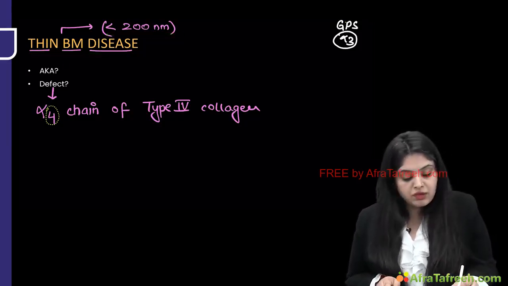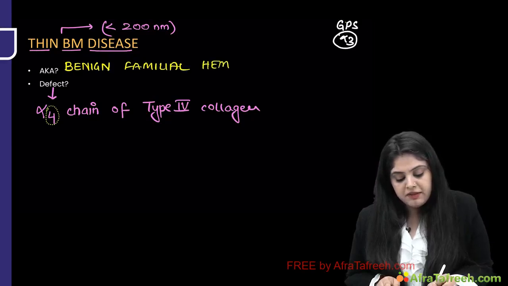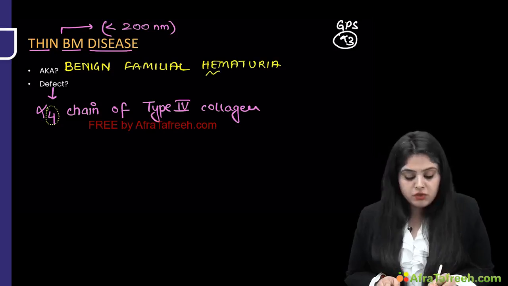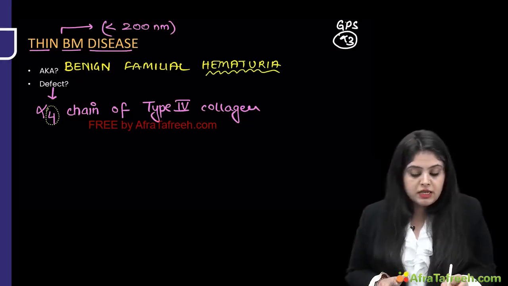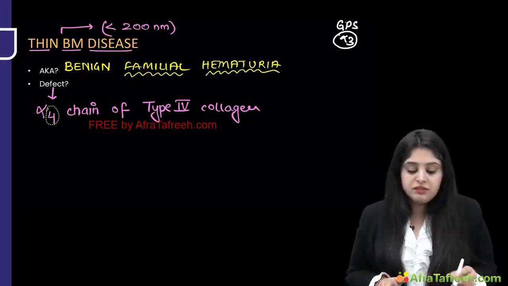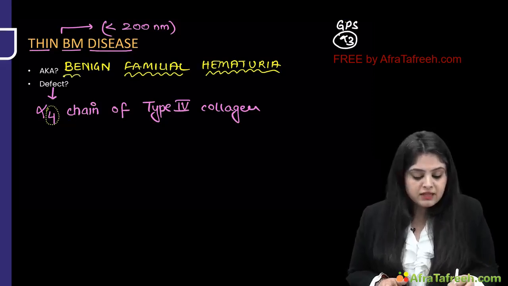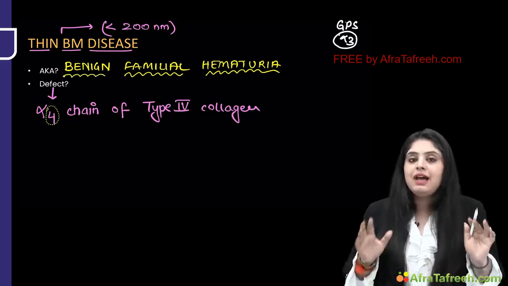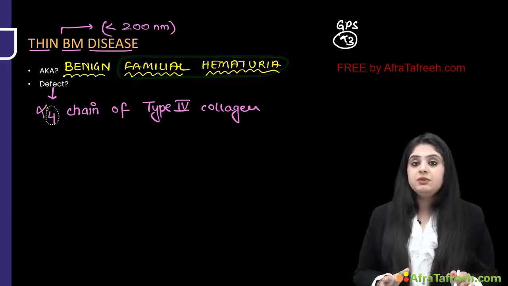You know what this is also known as? BFH. Benign familial hematuria. This is also referred to as benign familial hematuria, which basically means the patient is going to have blood in the urine. That is why I'm studying it under nephritic syndromes. This is going to be running in families because I can see there is a genetic problem happening. But why did I add the word benign?